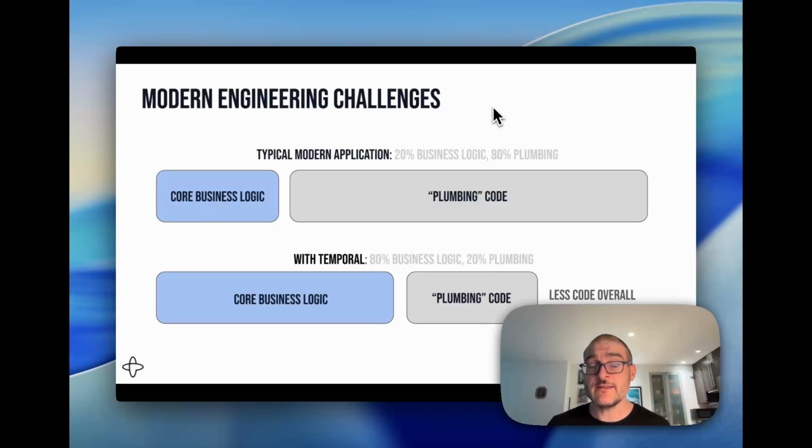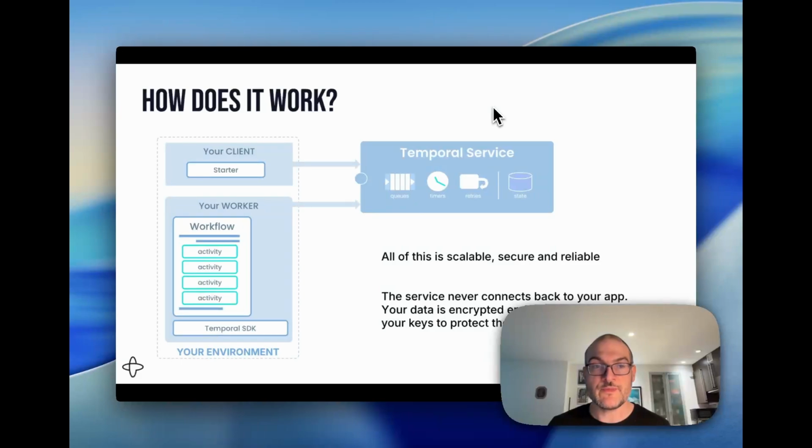So what we find is that in a situation before Temporal, you're going to have the majority of your source code being plumbing code, things like these retries, managing queues, etc. And with Temporal, you're able to overall reduce your source code, and the majority of it is going to be the core business logic, and plumbing code is greatly reduced.